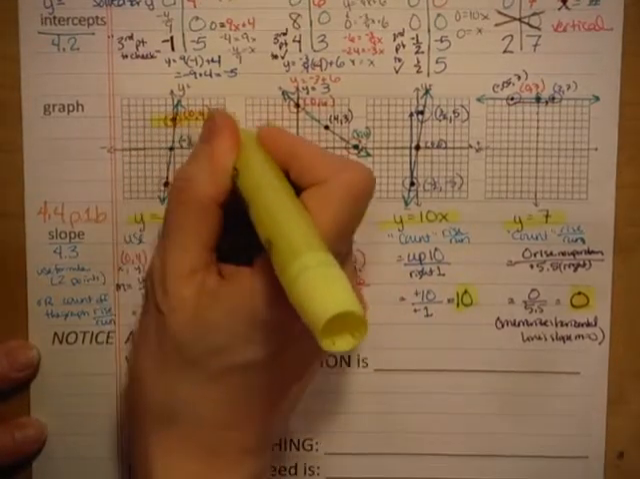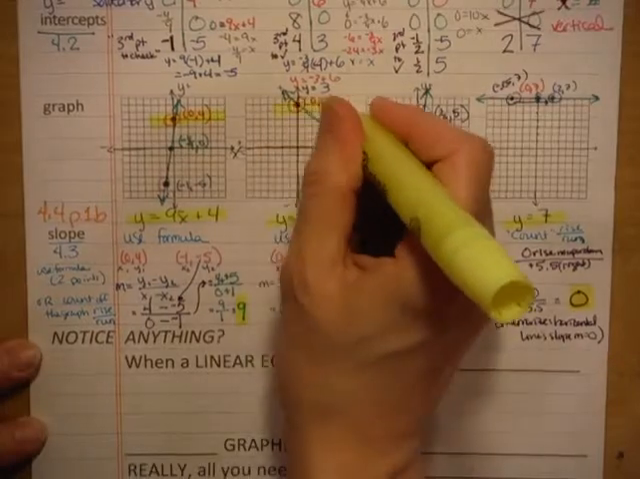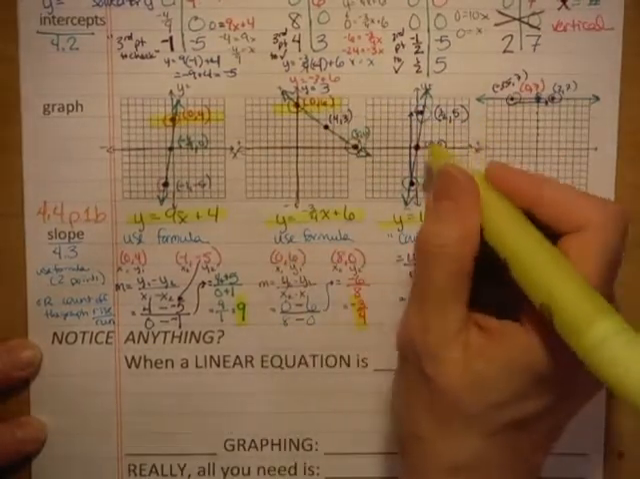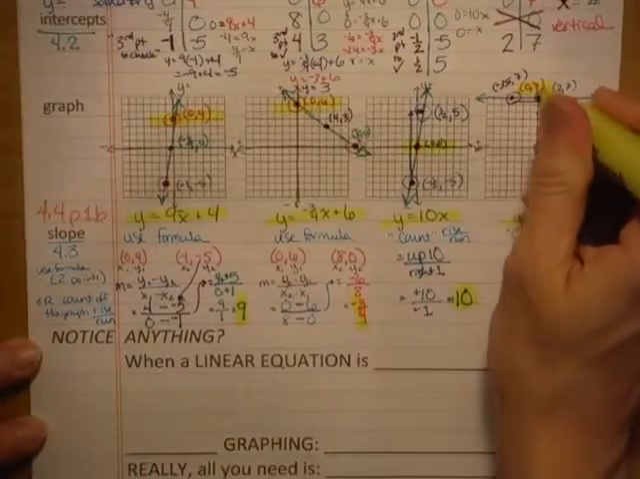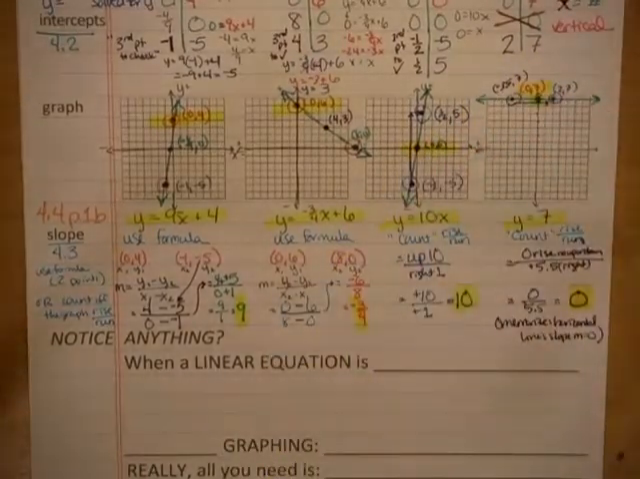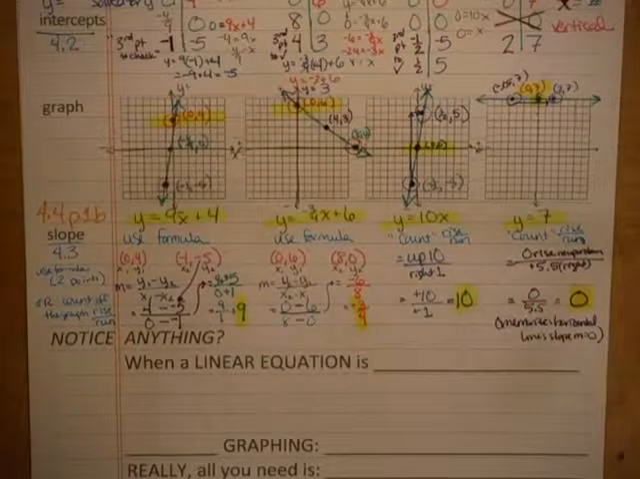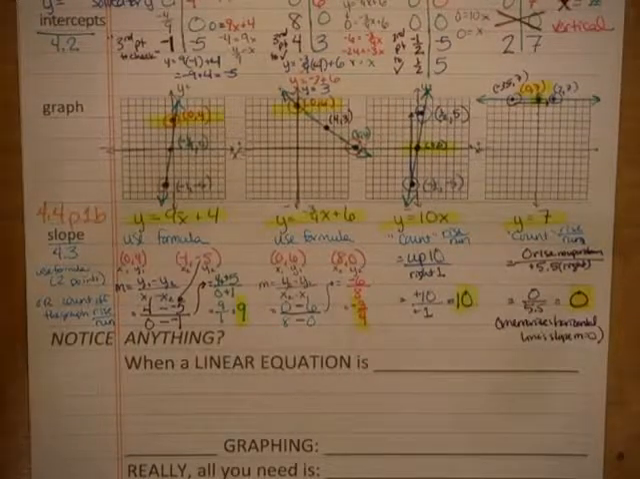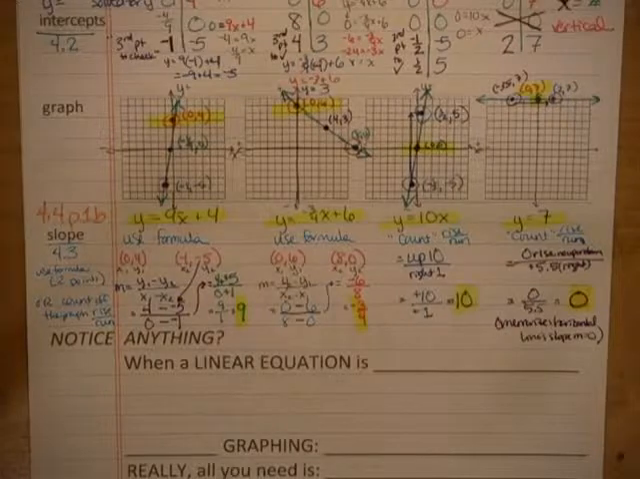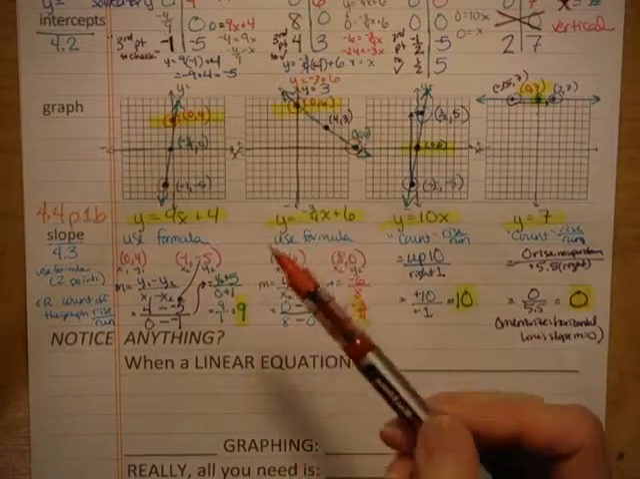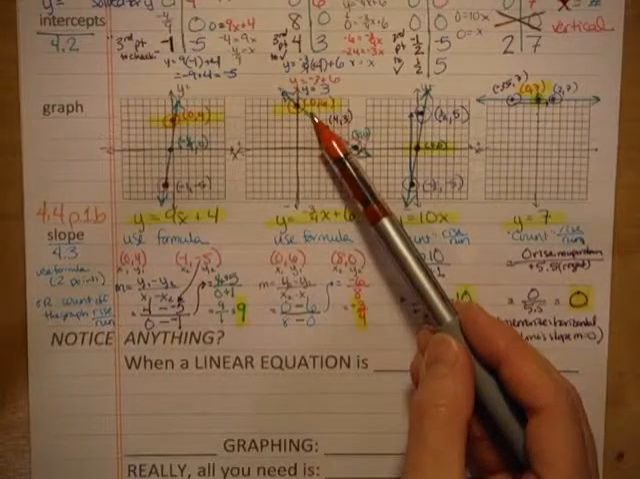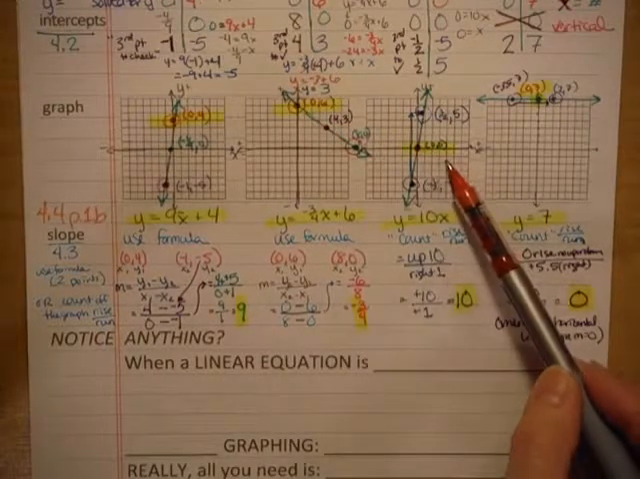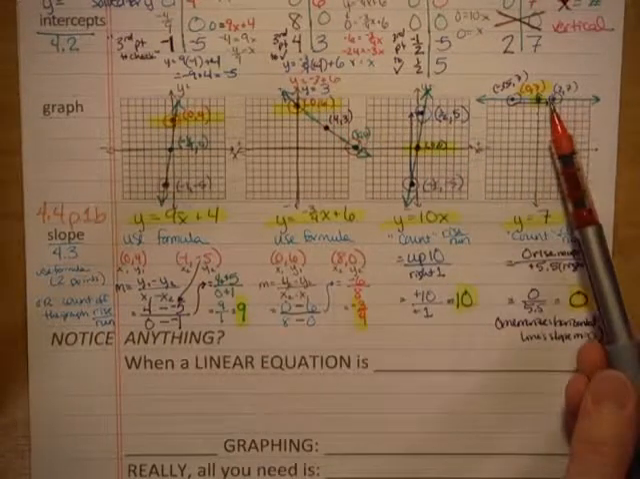Here's our y-intercept. The y and x intercept are the same here. Y-intercept of (0, 7). The intercepts are great, but I wanted you to focus on the y-intercept for a minute. Do you notice anything when you look at the y-intercepts? (0, 4), (0, 6), (0, 0), (0, 7).